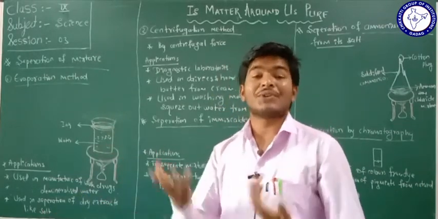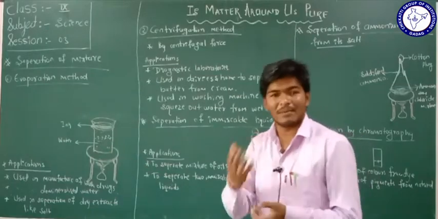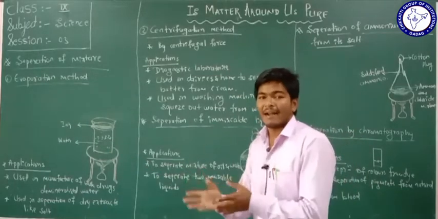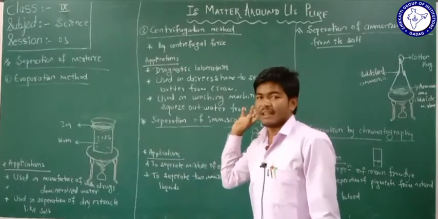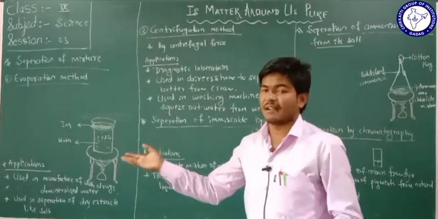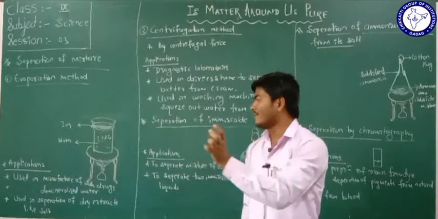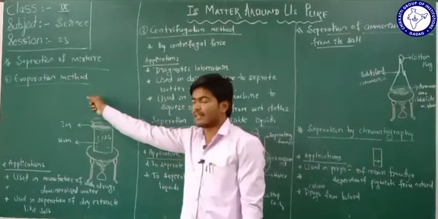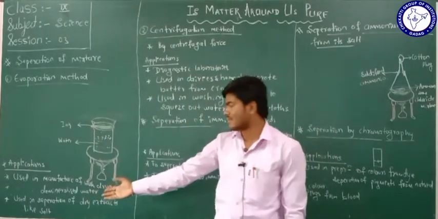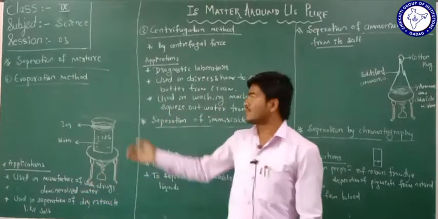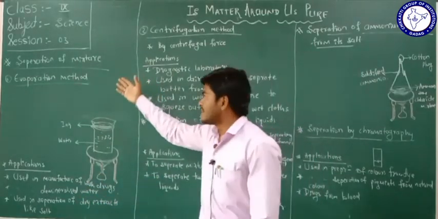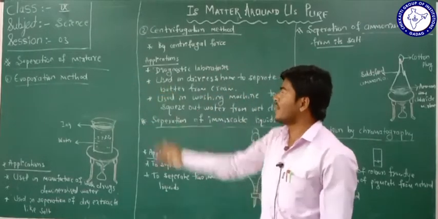That salt will be utilized, packed and sent to us, and we are going to use it in food as salt. So it is one of the applications of the evaporation method. That application is used in the separation of dry extracts like salt. So that is the first separation method, the evaporation method.